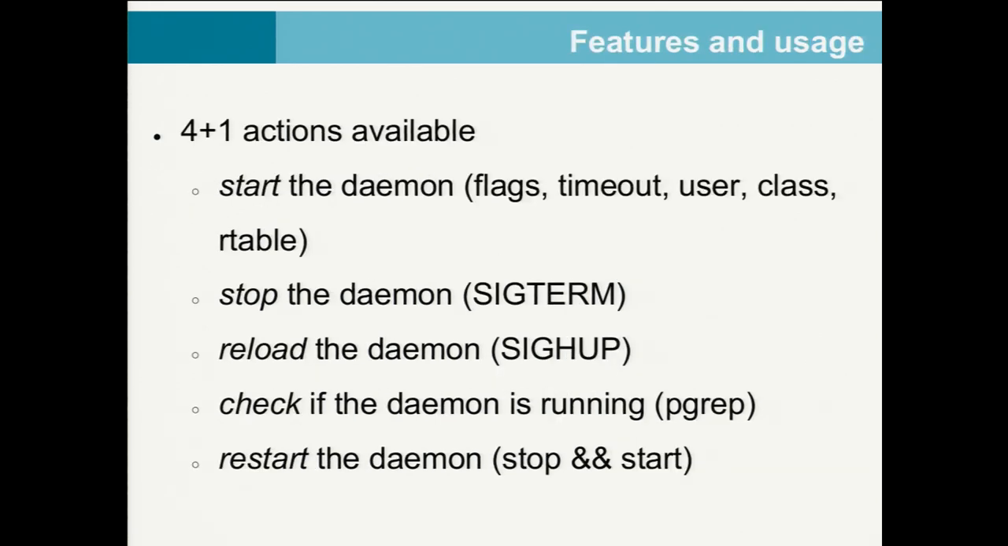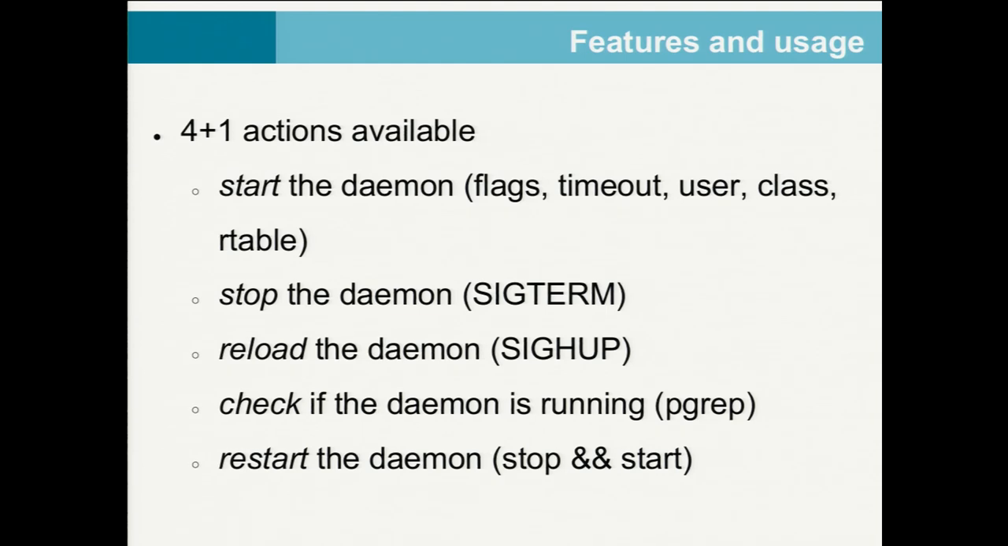So how was it used? We tried to keep it very simple. We have 4+1 actions available. Well, we have 5 actions, but the restart action really is start and stop. So we have a start, obviously. We will start your daemon according to your configuration with the flags you pass it. It can run as a different user under a different login class, et cetera. We have the stop action, which basically sends a SIGTERM to the daemon. Reload will send a SIGHUP. And we have the check action, which will pgrep for the process and tell you whether it's running or not.